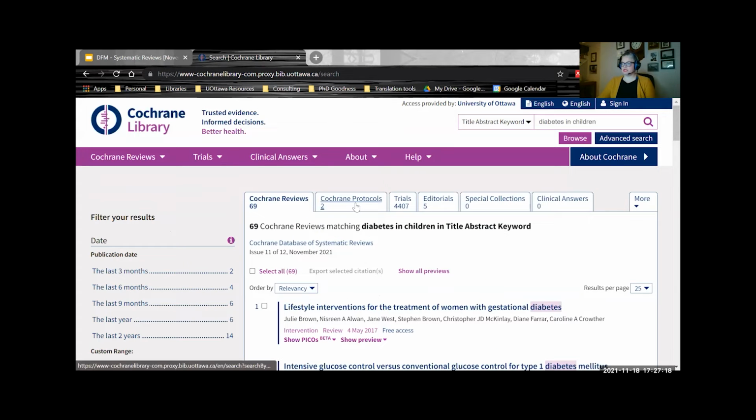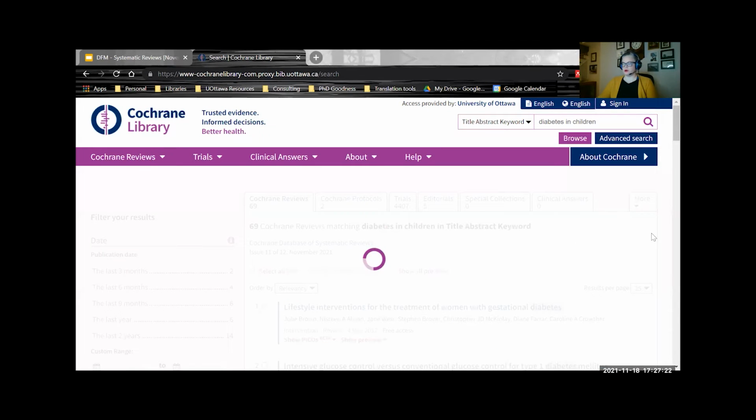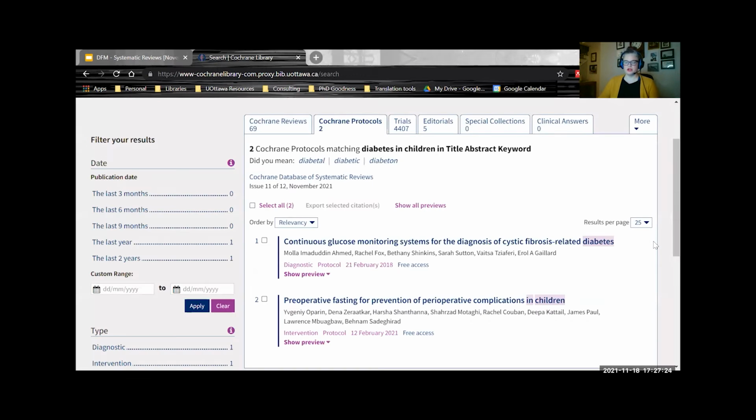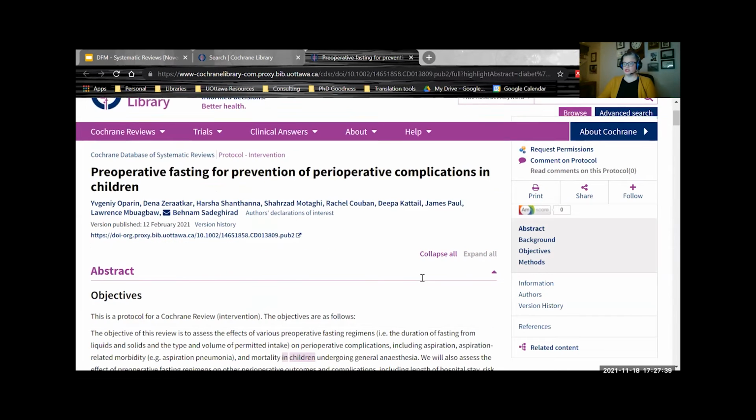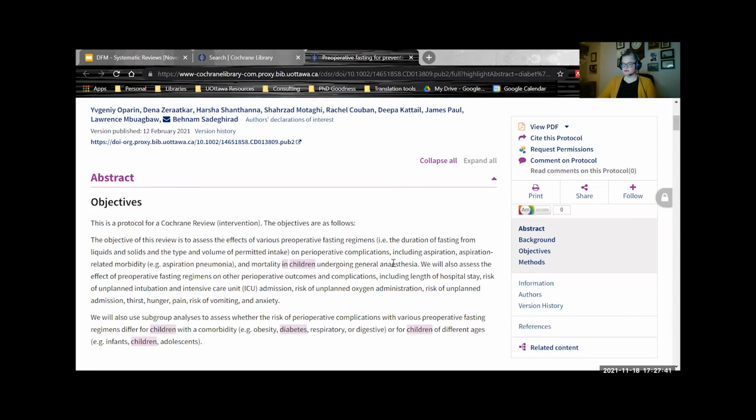The other thing I wanted to mention is protocols. So we are going to talk about protocols, but protocols are essentially your game plan for the systematic review that you plan on doing. All right. So for example, if we go in here, this one is from February 2021. Okay, so if we click on it, you'll see that essentially it is a game plan of what they're going to do. So they talk about what their objectives are.